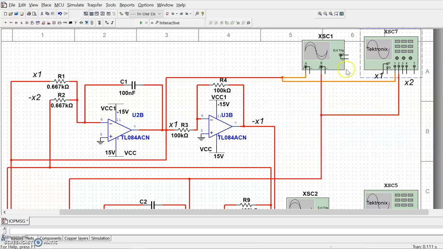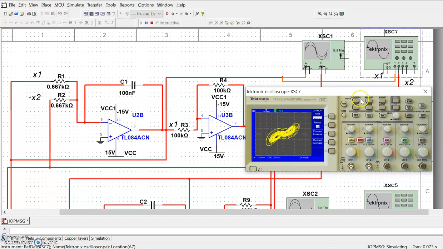First of all, we shall start with running the system. The solution can be simply obtained by adjusting the seconds per division knob, which is at the rightmost and the lowermost row of the oscilloscope.